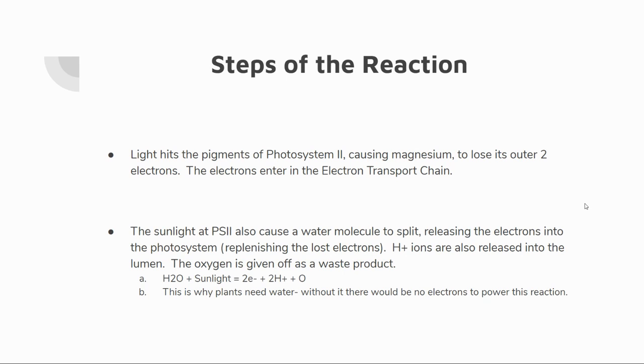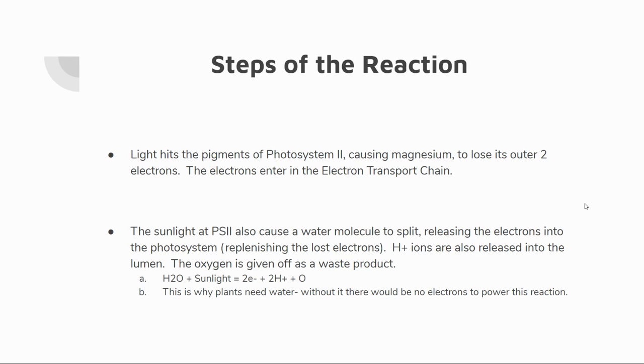So steps of the light-dependent reaction. Light hits the pigments of photosystem 2, causing magnesium to lose its outer two electrons, and these electrons will enter the electron transport chain, often referred to as the ETC. The sunlight at PS2, photosystem 2, also causes a water molecule to split, releasing electrons into the photosystem that replenish the electrons that are lost. H plus ions are also released into the lumen. The oxygen is given off as a waste product.